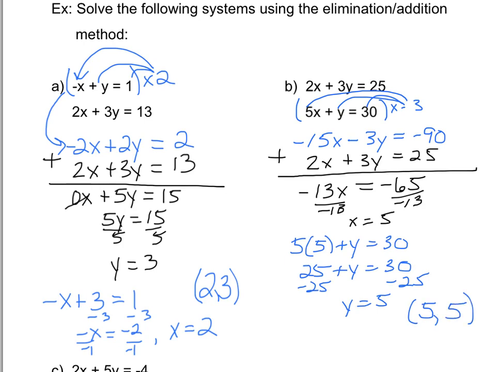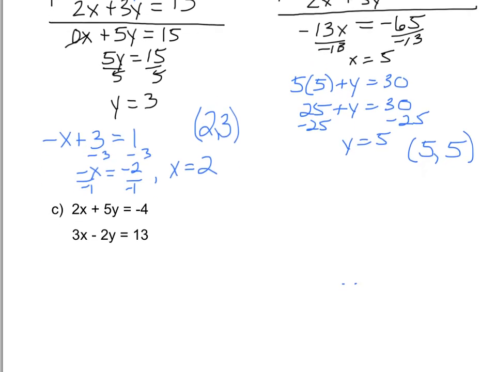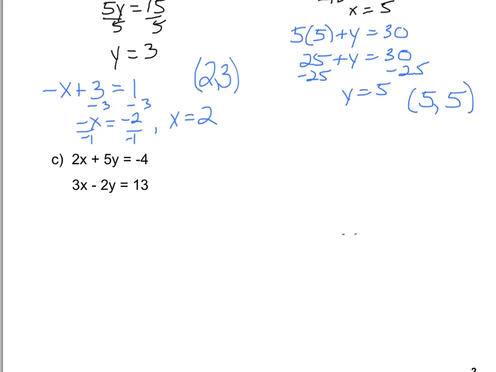Now let's look at another example, example C. This one's maybe a little bit more complicated because now we don't have any variable that's on its own. So we're going to have to multiply both equations by something to make the variables the same. So you need to decide, are you going to try to make the x's the same, or are you going to try to make the y's the same? You can choose the ones you want, but remember the signs also need to be opposite.